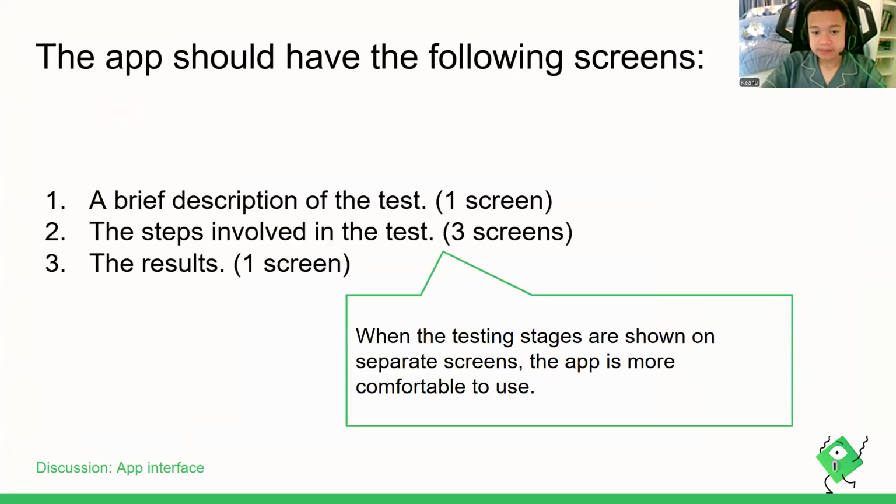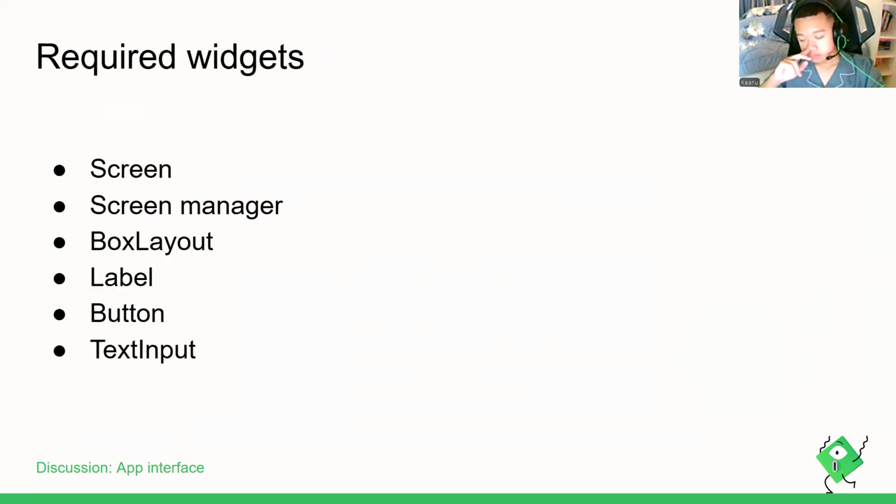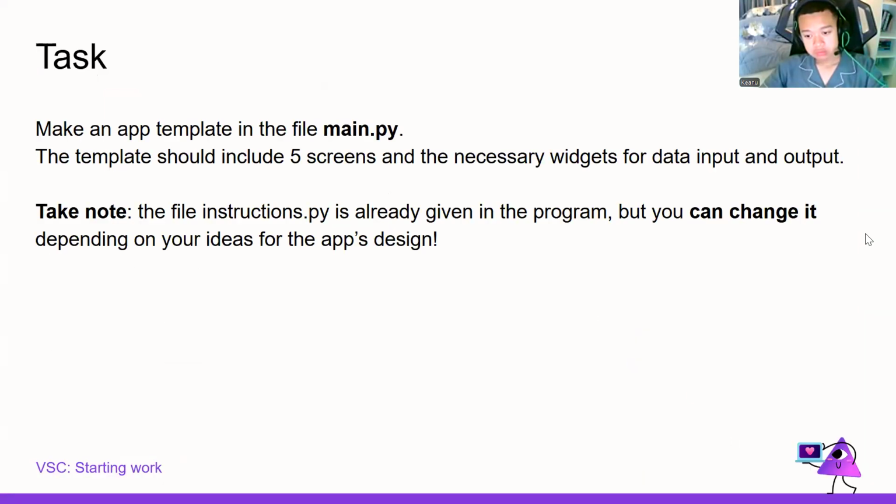The app should have the following screens. First we will have the brief description of the task, which is one screen, and then we also have the steps involved in the test. We have three screens on here and also the result screen. When the testing stages are shown on separate screens, the app is more comfortable to use. The required widgets for this are screen, screen manager, box layout, label, button, and text input. So let's go for the testing start board.